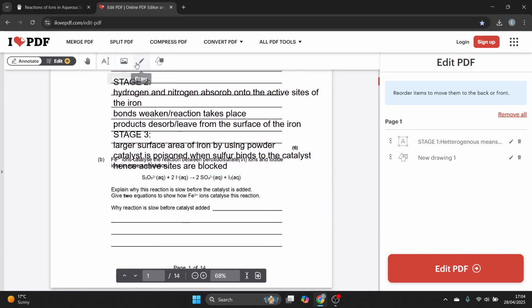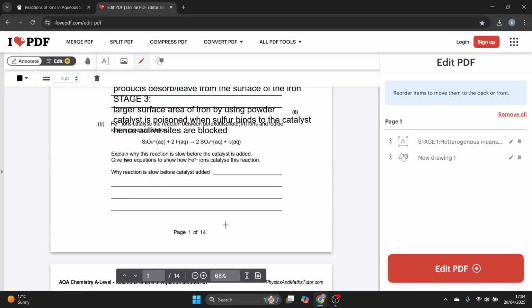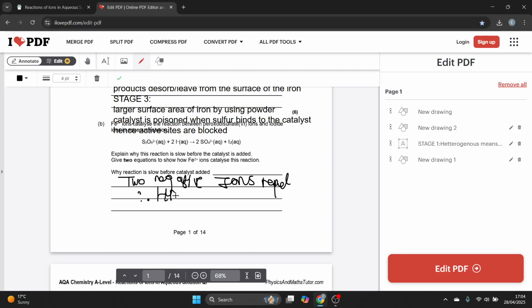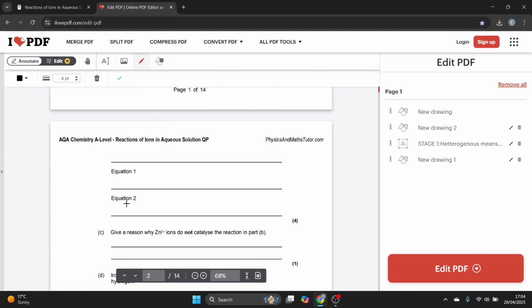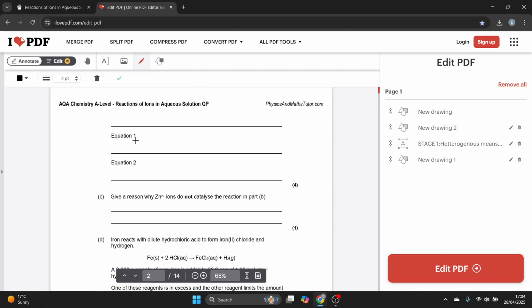Fe2+ ions, give 2 equations and then write down why the reaction is slow. How many marks is it? It's 4 marks. So 2 marks for the equations, 2 marks for the explanation. So the reaction is slow because there's 2 negative ions, which obviously repel each other. Therefore, high activation energy, high Ea. 2 negative ions repel, therefore high activation energy. That's the hard part. The easy part is copying and pasting the equations, because it's just whether you have memorized it or not.